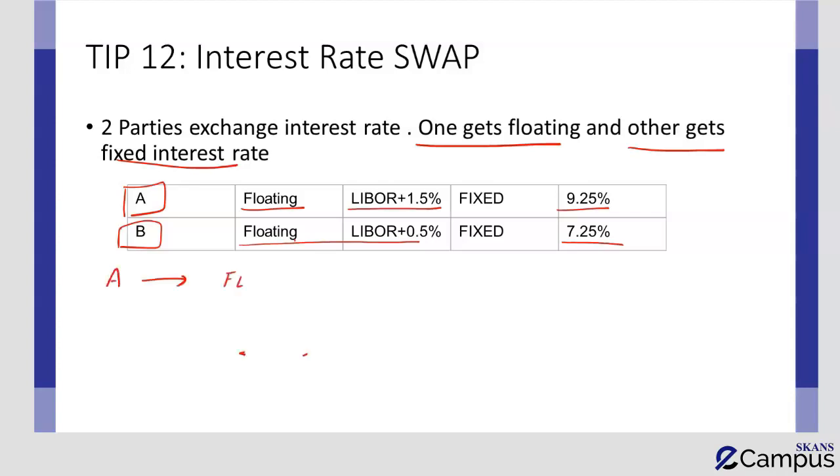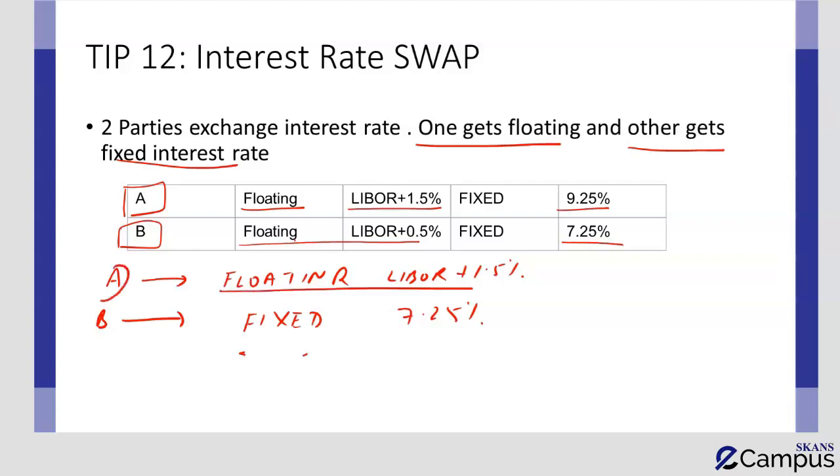So what happens is, A takes a floating rate loan at LIBOR plus 1.5% and B takes a fixed loan at 7.25%. And now both parties swap: A swaps its interest payment with B and B swaps its interest payment with A. So as a result, what will happen? Both will gain from this swap.